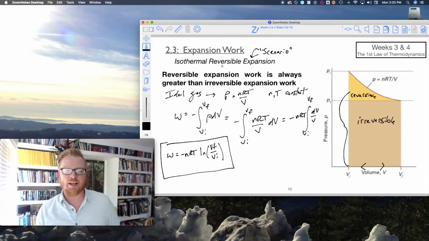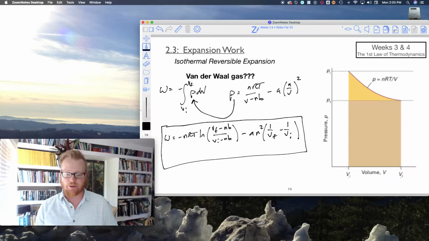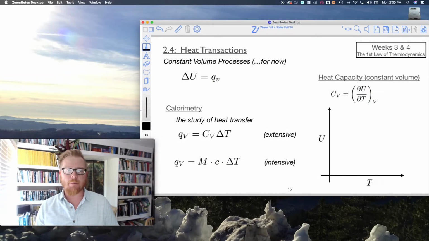But the important take home is that reversible expansion work is always greater than irreversible expansion work, because the reversible expansion work contains the area under the curve of the irreversible work plus its own area as well. So hopefully that's clear. Okay, moving along.